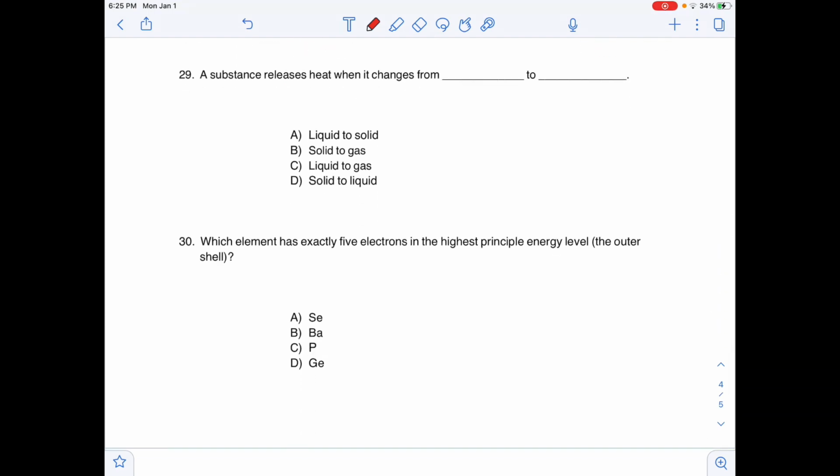For 29, it says a substance releases heat when it changes from blank to blank. And the correct answer for this is going to be when a substance changes from liquid to solid. So the correct answer is going to be A.